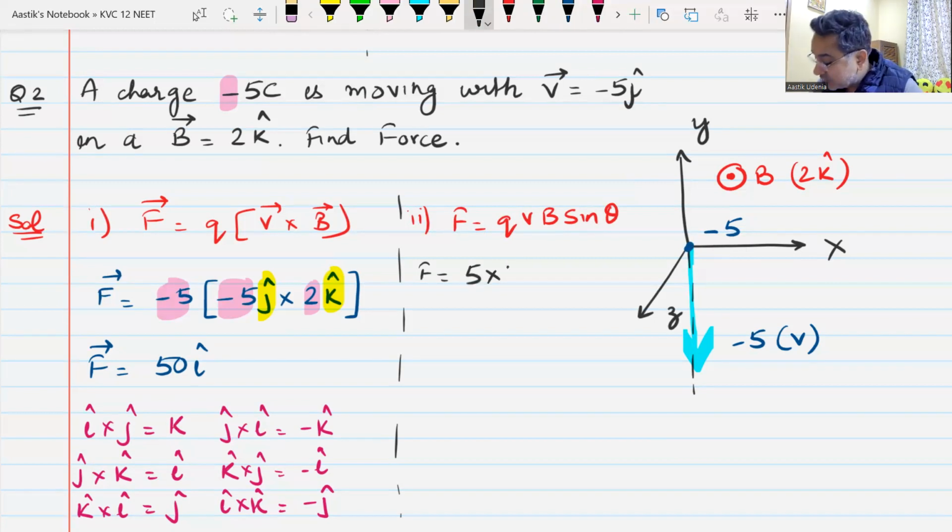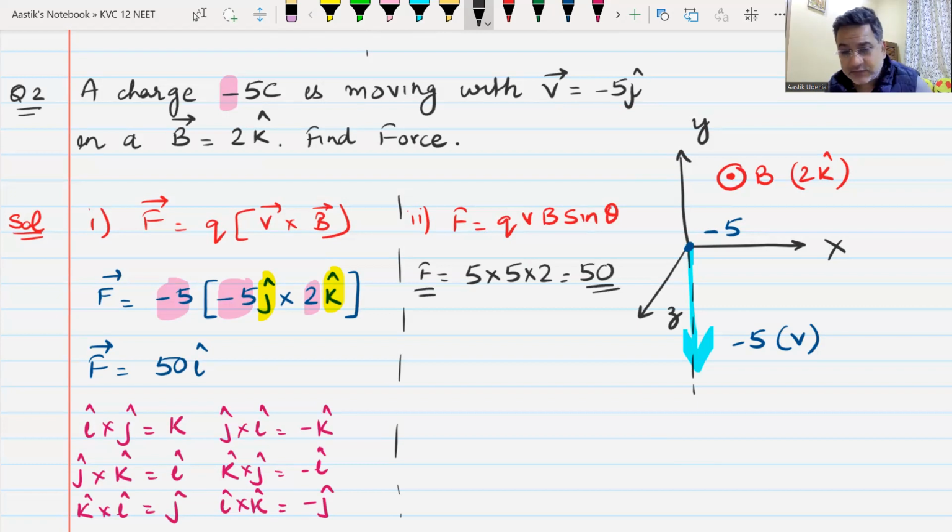Multiplied by the velocity, which is 5. Again, it is minus 5j, but I am using the magnitude. 5 into B is 2 into sine theta. Angle between V and B: one is along the y-axis, the other one is along the k-axis. The angle is 90 degrees. So I will get the answer as 50. This is the magnitude of the force.